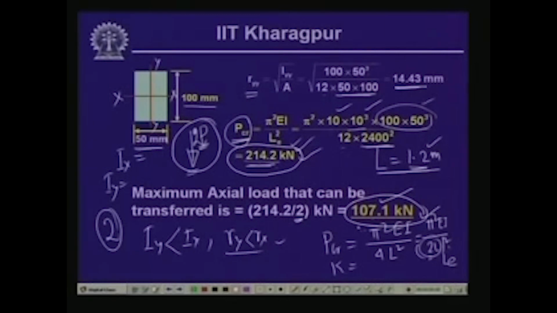Now, if we apply a load higher than this 107.1, then you will find that the member may fail by buckling, but the question is that we have applied a factor of safety of 2. So, in this particular case, even if we exceed this, it may not fail immediately, unless we have some other effect on this member which can cause the failure of the member.